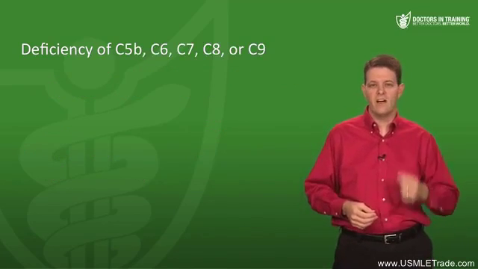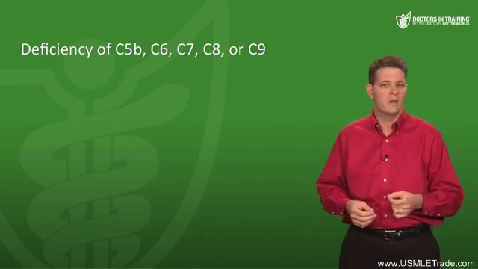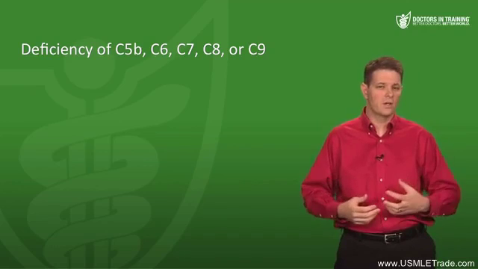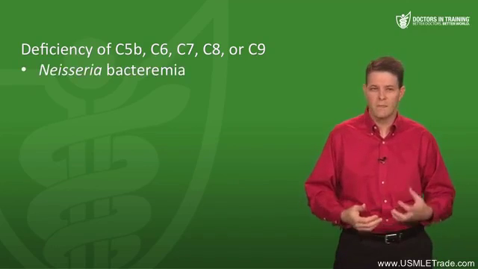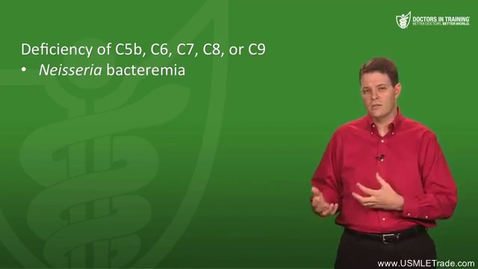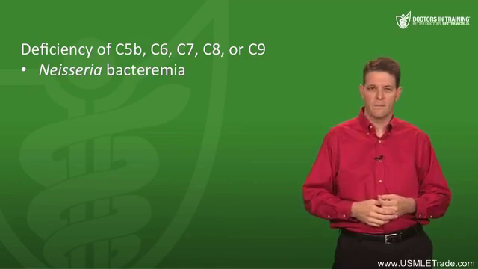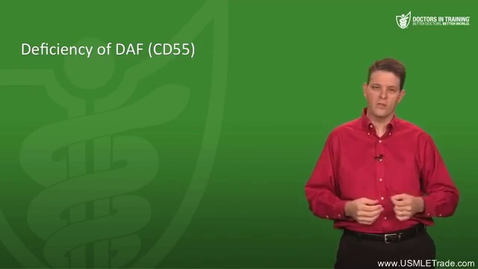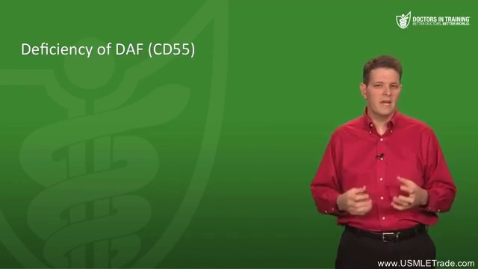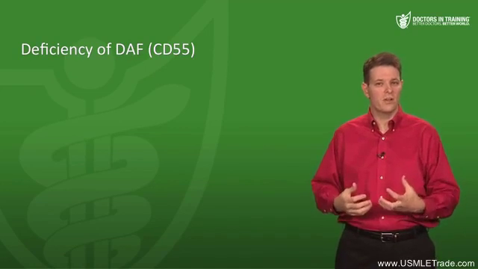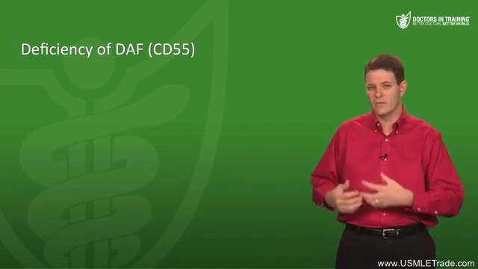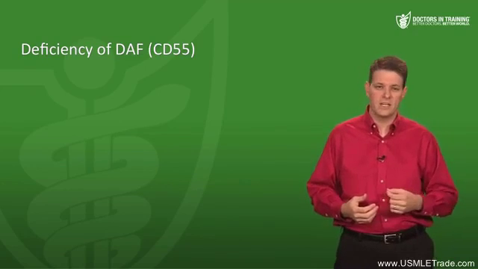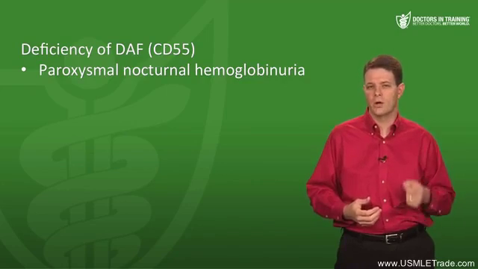And then deficiency of C5b, C6, C7, C8, or C9 means you can't form the membrane attack complex. So a deficiency of any one of these, you're going to be more likely to have Neisseria bacteremia, and that could include either gonococcal infections or meningococcal infections. And there's also a deficiency of decay accelerating factor, or DAF, which is also called CD55. Now, DAF is a substance that helps protect your own cells from complement that spontaneously activated itself through the alternative pathway. So DAF deficiency leads to red cell lysis and a condition called paroxysmal nocturnal hemoglobinuria, or PNH.